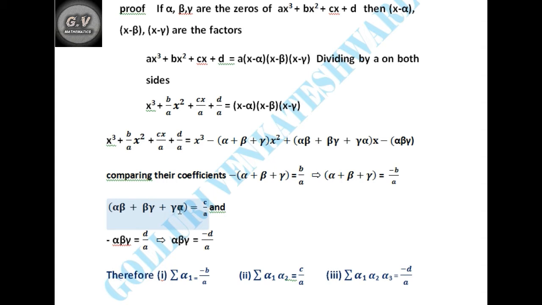Here, two zeros are multiplied at a time; the sum of all the possibilities of the product of two zeros is taken. So sigma alpha 1 alpha 2 is equal to c by a.